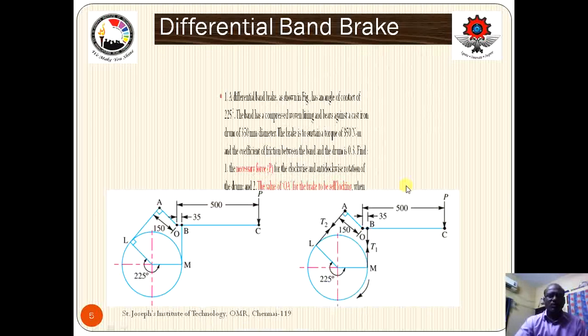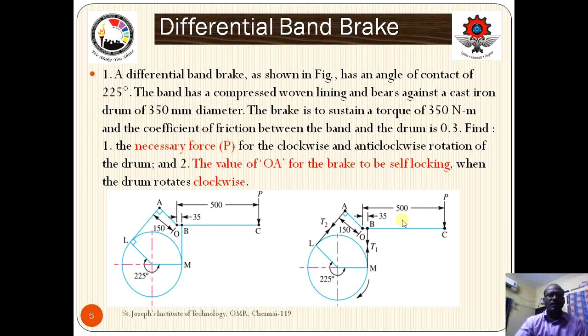Now we will see a simple problem of a differential band brake. The differential band brake has an angle of contact of 220 degrees. The band has a compressed woven lining bearing against a cast iron drum of 300 mm diameter. The brake is to sustain a torque of 350 Newton meter. The coefficient of friction is 0.3. Find the necessary force for the clockwise and anti-clockwise rotation of the drum.